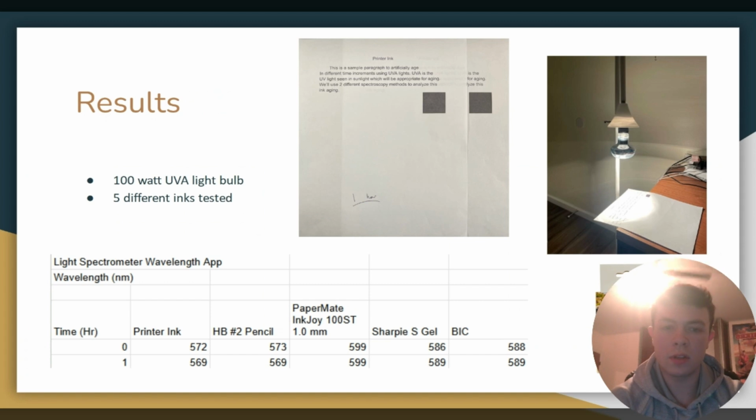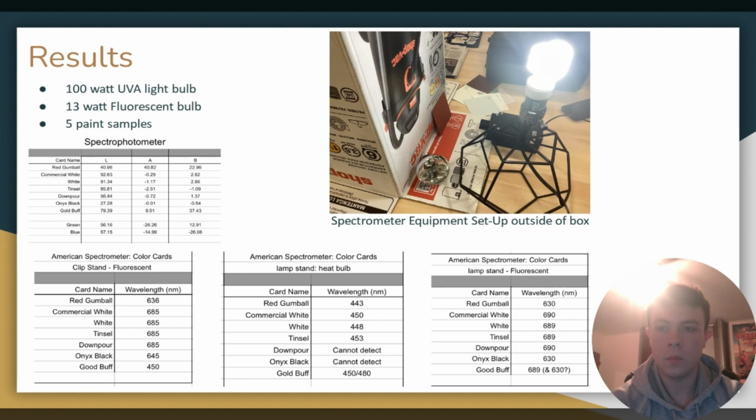So for results, these were done a little bit earlier in our testing. We printed out samples. We kept one original that was unaged, and we aged one with a 100-watt UVA light bulb. And shown below, we did actually get some difference in the wavelengths measured with our spectrometer. And for our more recent results, we used the same 100-watt UVA light bulb. We also used a 13-watt fluorescent bulb, and we used the 5 paint samples that are mentioned earlier.